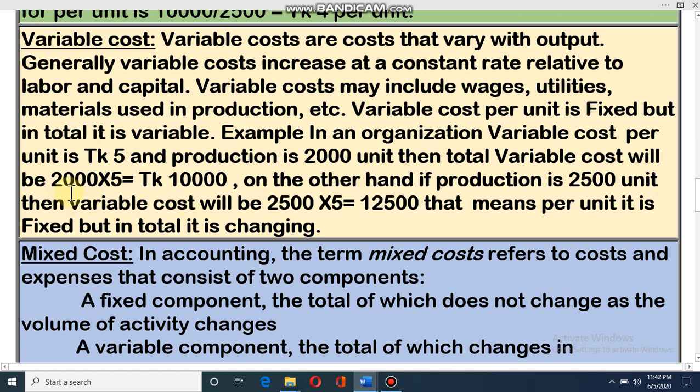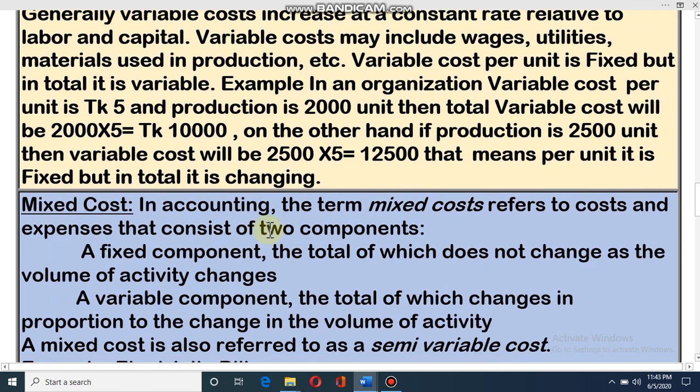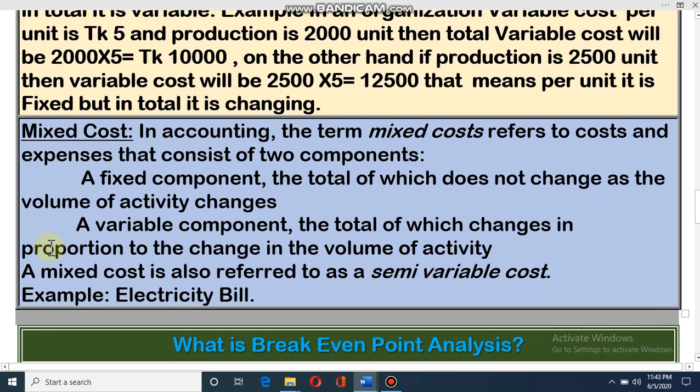Dear student, if you produce 1 unit, variable cost will be only taka 5. But if you produce 10,000 units, variable cost will be 10,000 into 5, 50,000. If you produce 2,000 units, 2,000 into 5, it is 10,000. That means it varies with the level of production. On the other hand, if production is 2,500 units, then variable cost will be 2,500 into 5, it is 12,500. That means per unit it is fixed, but in total it is changing. I hope you understand.